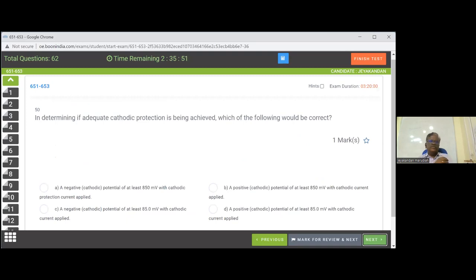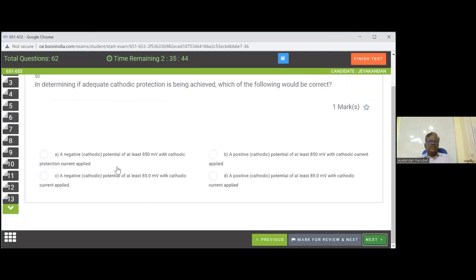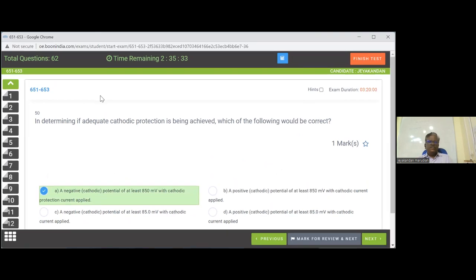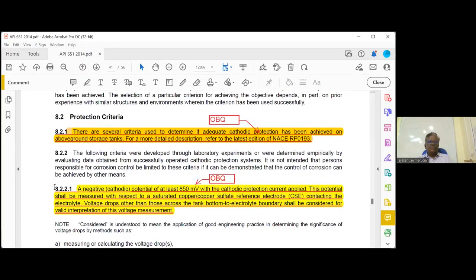In determining if adequate cathodic protection is being achieved, a negative potential of at least 850 mV with cathodic current applied. Okay, 850 mV. A negative cathodic potential of 850 millivolt. So the answer is A, where it is given here. A negative, 8.2.1.